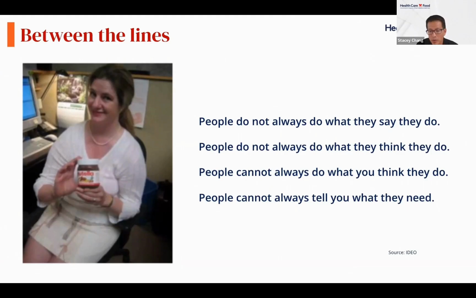It's important to note that it's not that she had intentionally lied to us about her eating behaviors. It's that she was unaware of her own unconscious eating habits. This woman is a classic example of someone who does not do what she thinks she does and can't describe what she actually does.